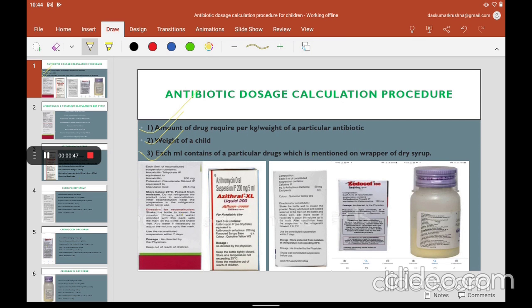Here there are 5 types of antibiotics kept for demonstration. First one is amoxicillin clavulanic acid. Second is azithromycin. Third, cefixime. Fourth one is cefpodoxime. And fifth one is cefadroxil. Let's discuss one by one.